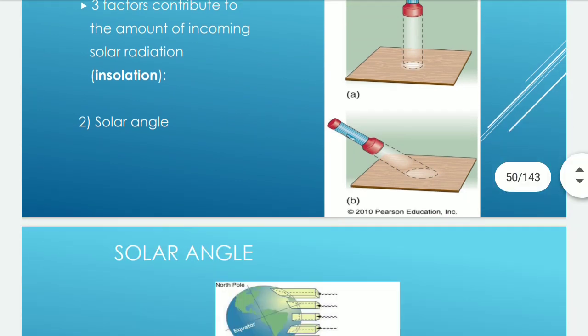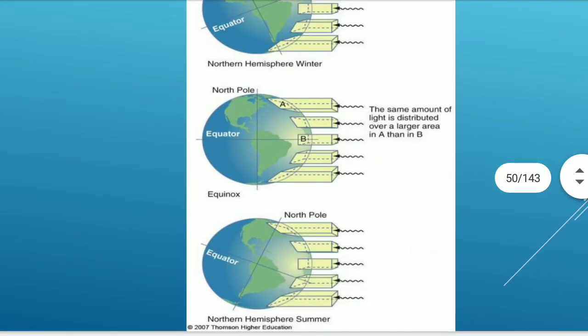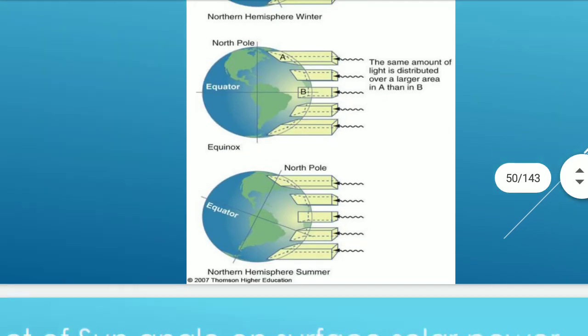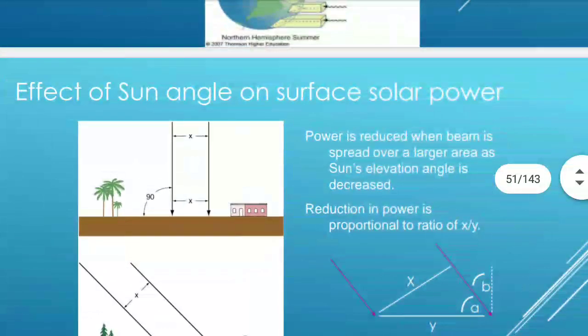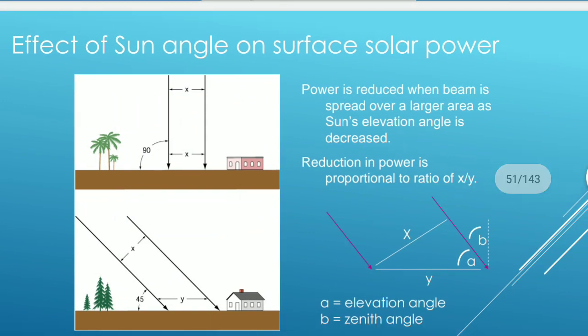Solar radiation and the Earth, three factors contribute to the amount of incoming solar radiation. Second is solar angle. The same amount of light is distributed over a larger area in A than B. Effect of sun angle on surface solar power. Power is reduced when the beam is spread over a large area. Sun elevation angle is decreased.